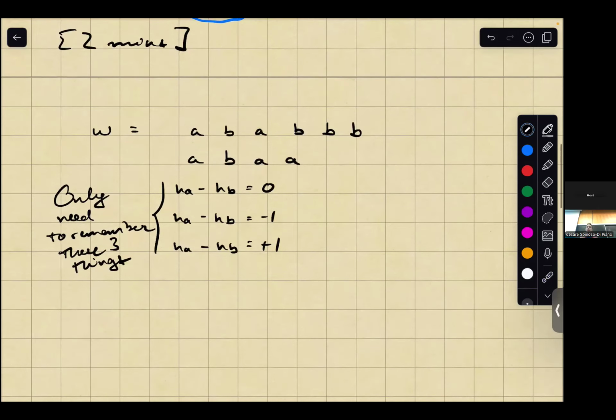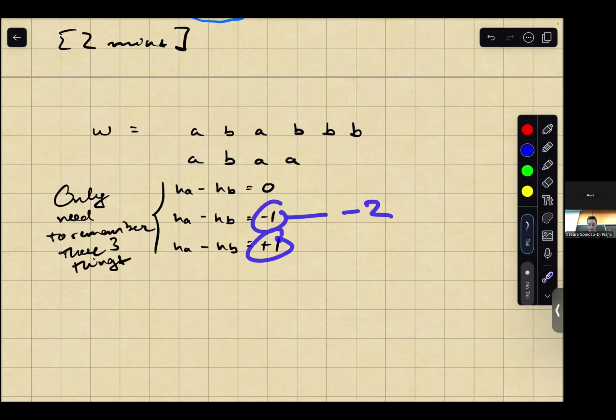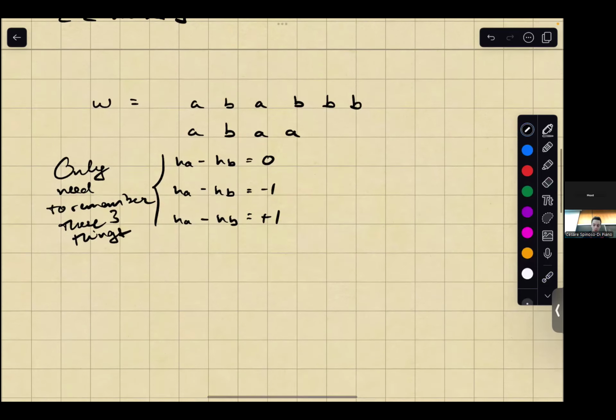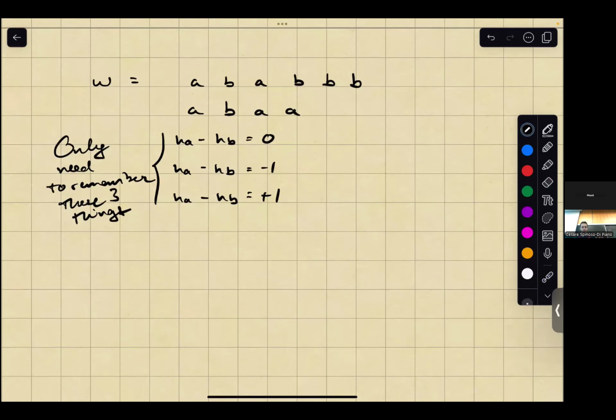So if I read a letter where I go outside of this -1, so I go to -2, or I go outside this +1, I go to +2, then immediately I can go to a dead state and I don't have to keep reading my string. Well, I have to keep reading my string, but my decision has already been made, right? So what would this look like? So this is the general intuition.